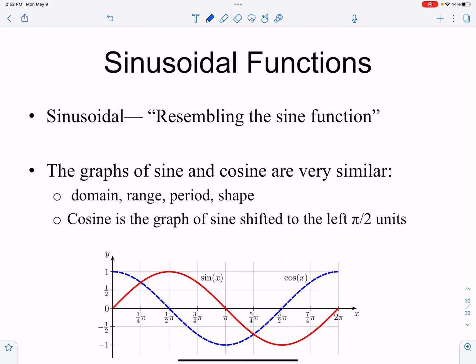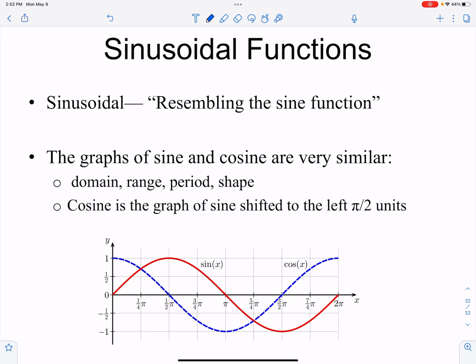Sine and cosine are both what we call sinusoidal functions, and all that means is resembling the sine function. Sine and cosine, their graphs are very similar. You can think of sine as just being cosine shifted to the right pi over 2 units, or cosine being sine shifted to the left pi over 2 units. But both are what we call sinusoidal functions.